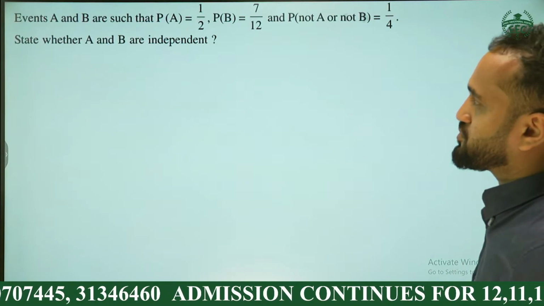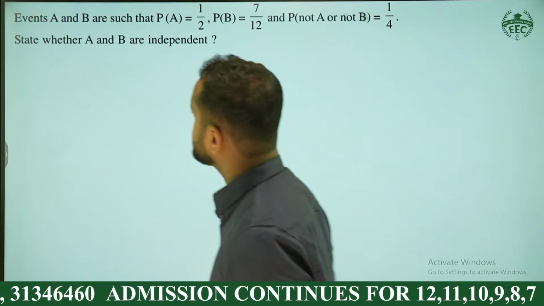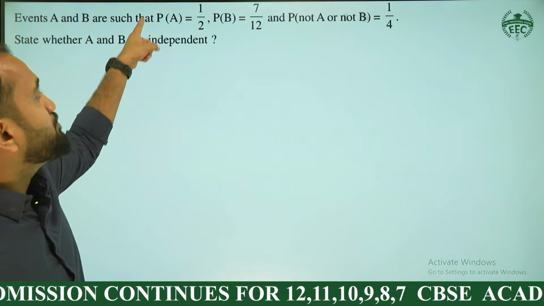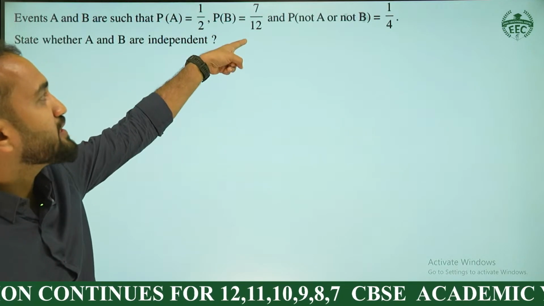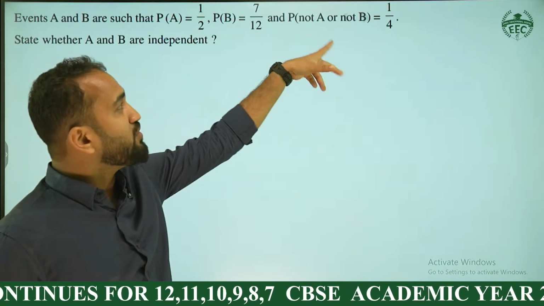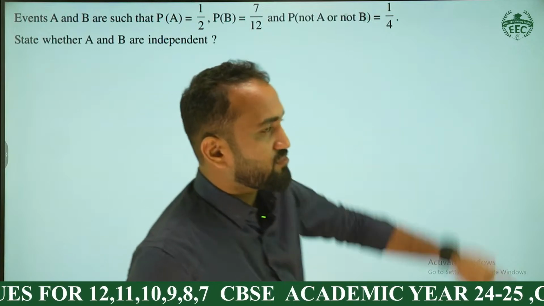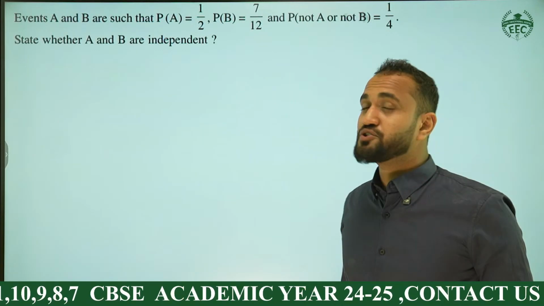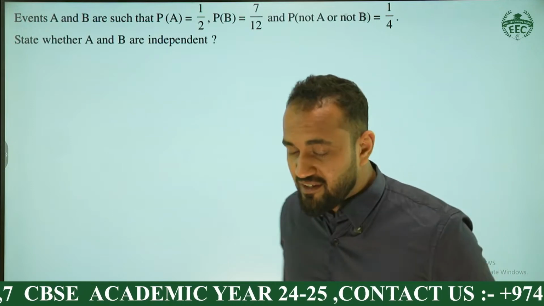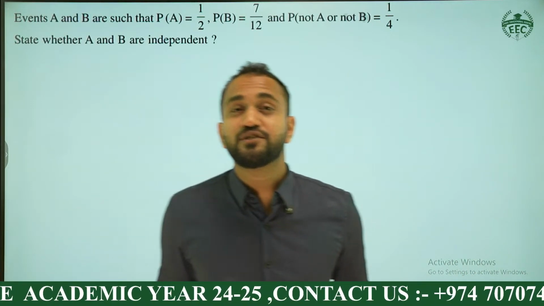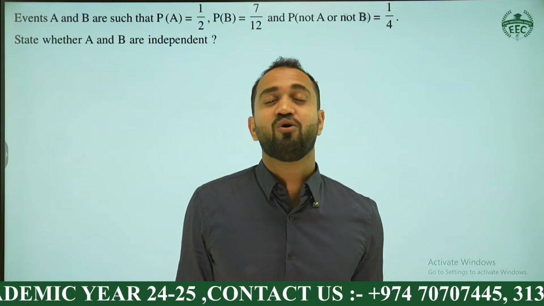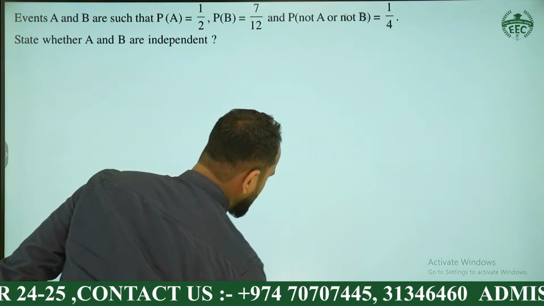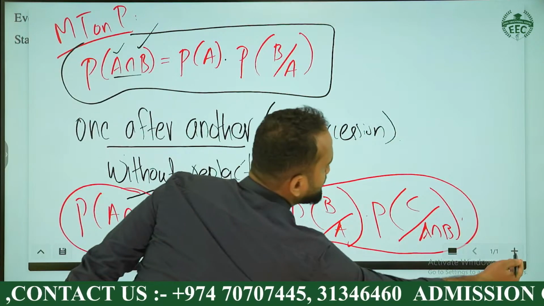Going for the next question. Events A and B are defined such that P of A is 1 by 2, P of B is equal to 7 by 12, and P of not A or not B is equal to 1 by 4. The question is, state whether A and B are independent or not. People, here they are getting to the third topic, that is independency of events. Gentlemen, please tell me what you learned. The condition for independency.